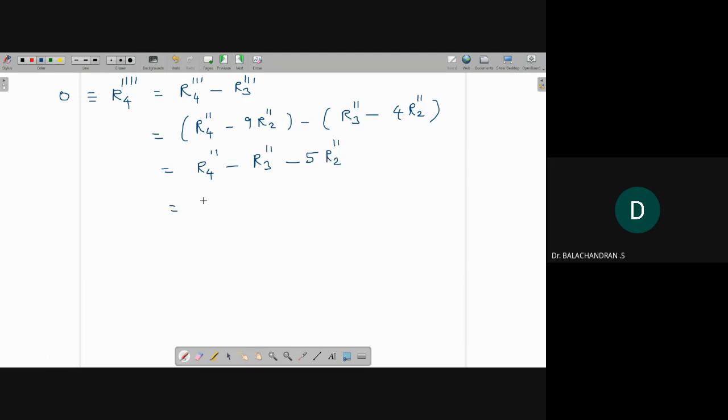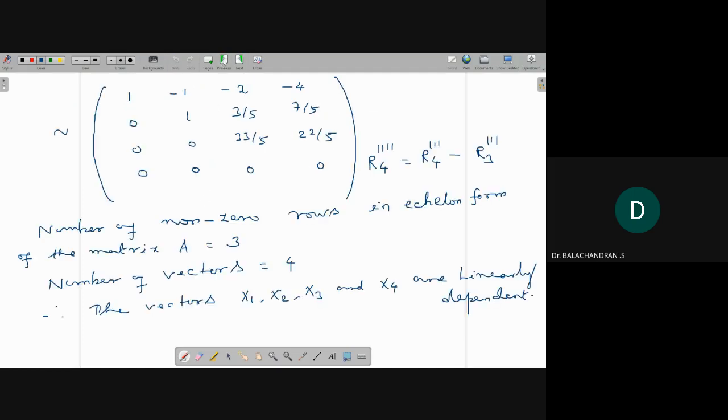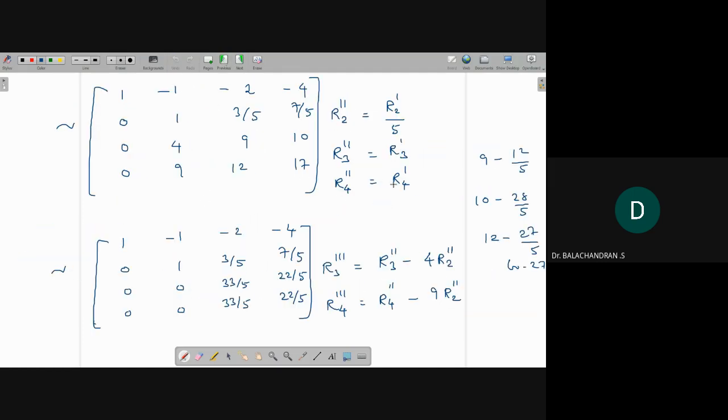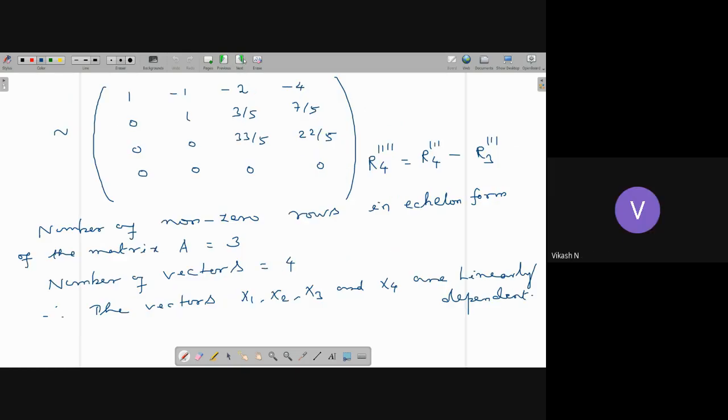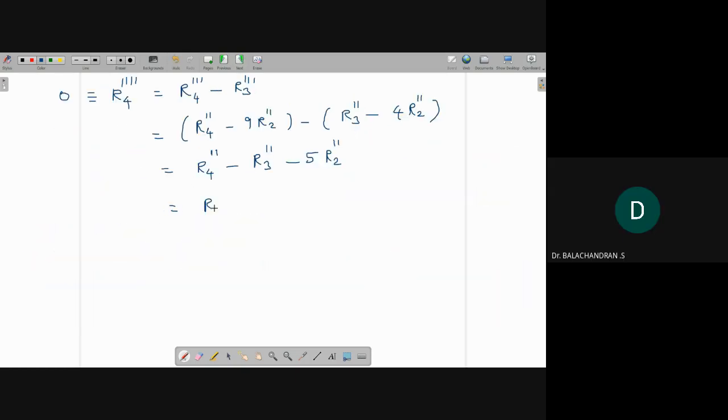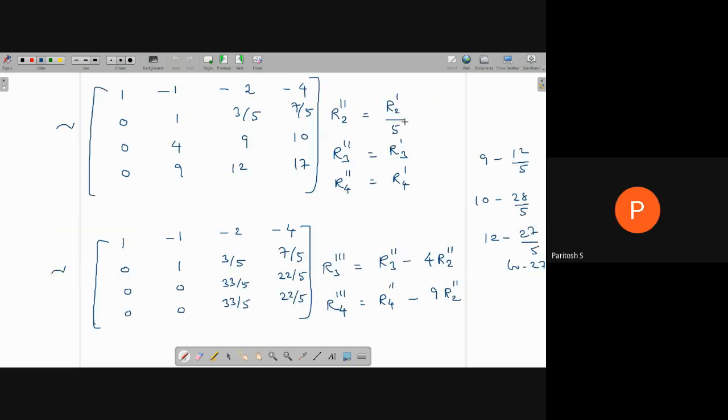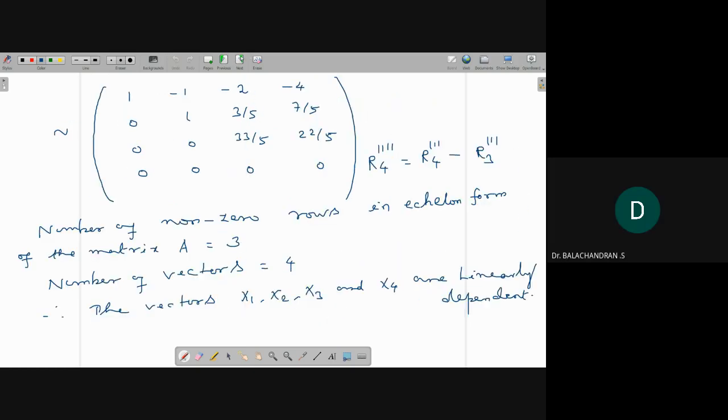What is R4 double dash? R4 double dash is R4 dash. Similarly, R3 double dash is R3 dash, minus 5 R2 double dash, which is R2 dash by 5.